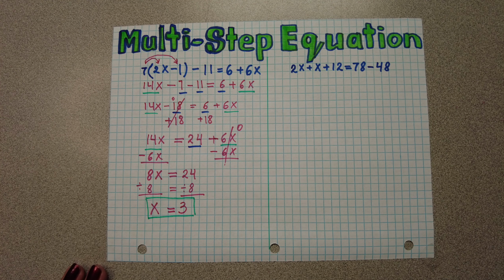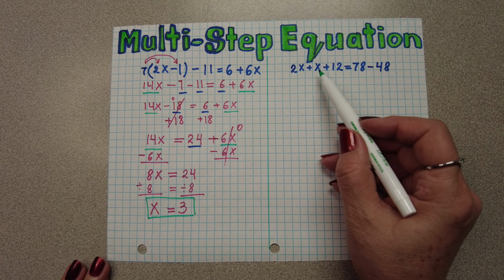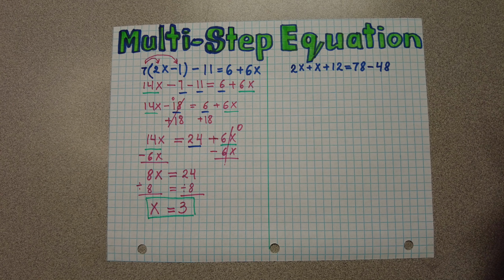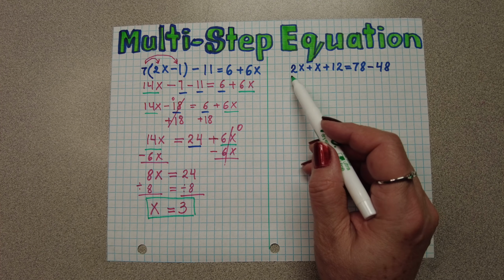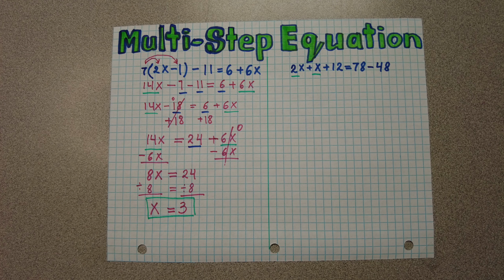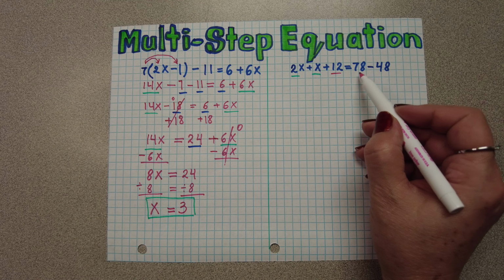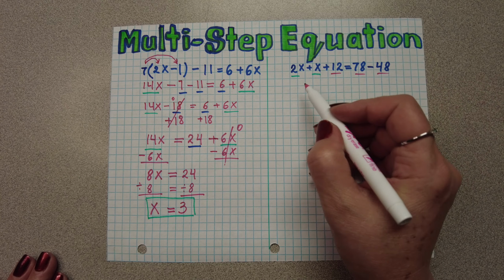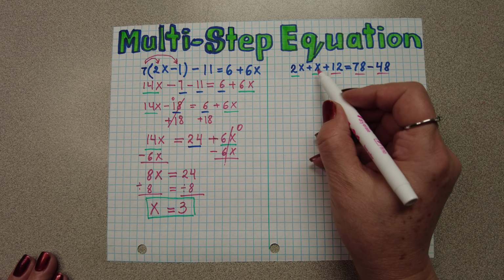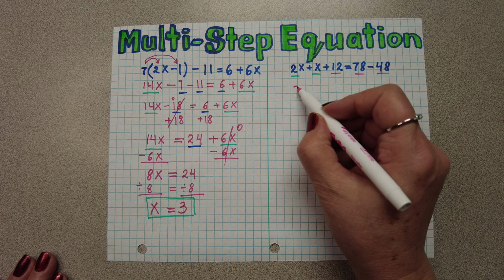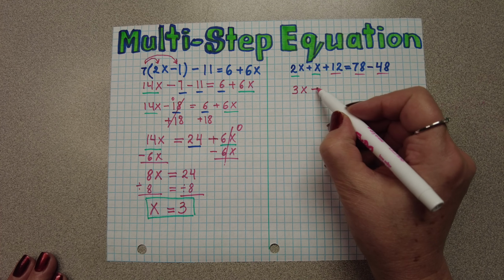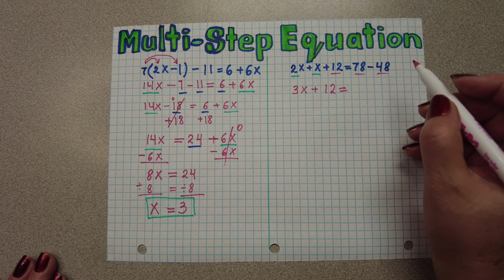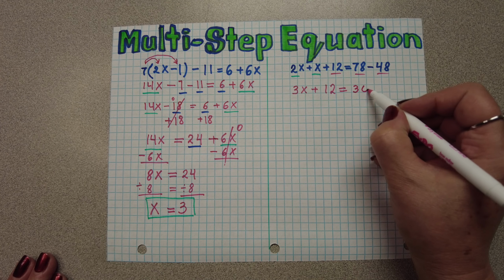Let's do one more here. If we have 2x plus 12 equals 78 minus 48 plus x, now both our variables are on the left side. We're gonna combine similar numbers together. So here we have 2x plus x. This is very easy. In this step we just add the variables together. We will have 3x plus 12 equals 78 minus 48, which is 30.